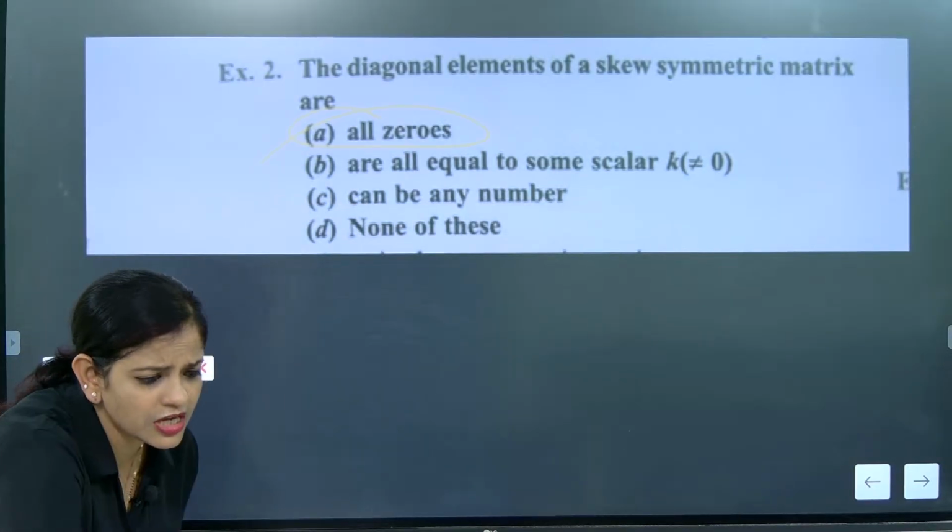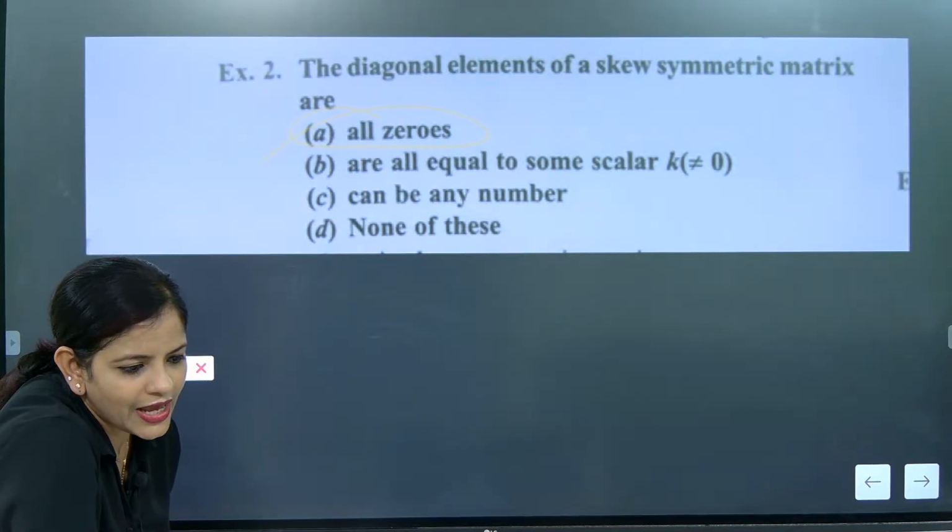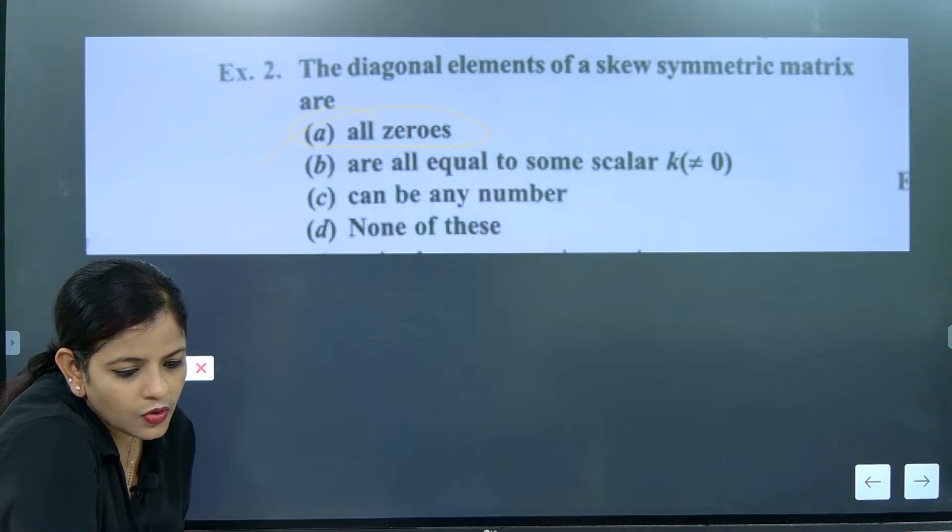Ready for the next question? Come on, children, be active. If the red button is not on, just go for live and then start the class so that you can get the question at an instant. Okay?